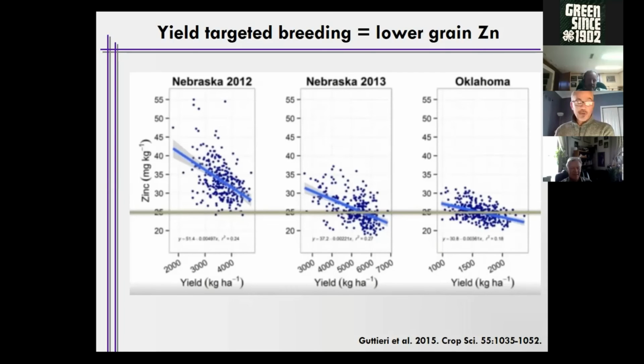And that muddled gray horizontal line is sort of the cutoff that many of us call, if you're above that line, you're sufficient in grain zinc. And if you're below that line, you're likely deficient in grain zinc. That's the cutoff line based on, among other organizations, the World Health Organization. Why is this important? I'll tell you why this is important for you as a producer if you're growing grain, for a wheat grain.